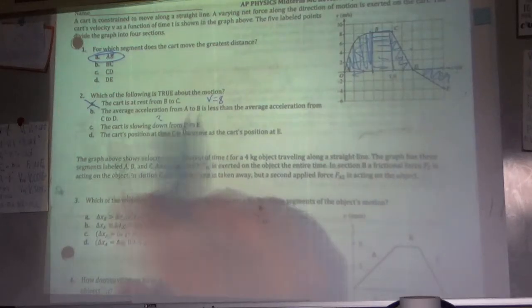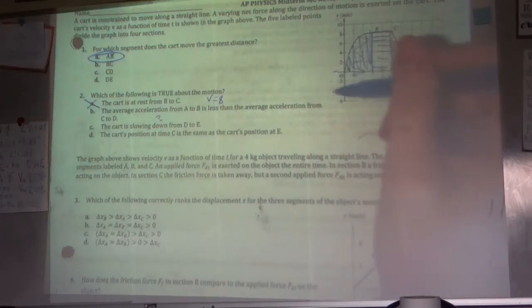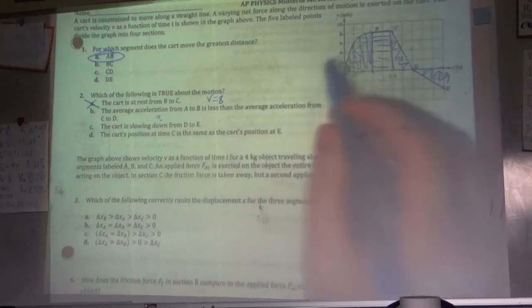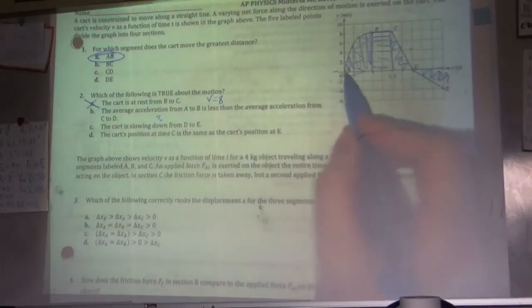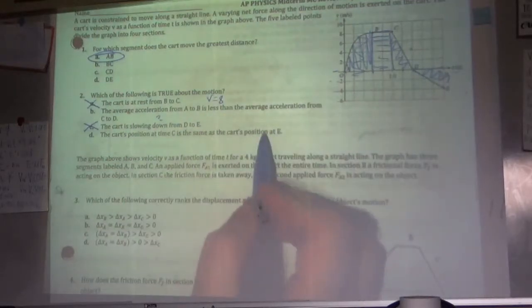and see if there's any easier ones to cross off. C, the cart is slowing down from D to E. So from D to E, the velocity goes from 0 to -2 to -4. So the graph itself might be going down, but because this is negative, it's actually getting faster and faster in the negative direction because it's getting farther away from 0 meters per second. So it is not slowing down. It's actually speeding up, just in the negative direction.